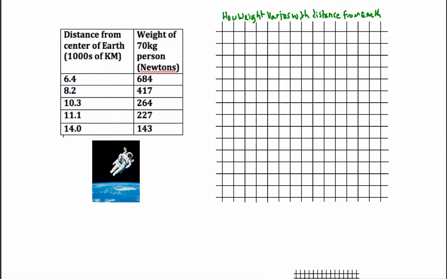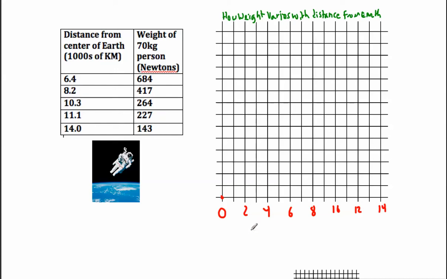So instead, we want to make sure we start every graph with the corner spot there being 0. Now we need to get up to 14, so let's see how many lines we have. 1, 2, 3, 4, 5, 6, 7, 8, 9, 10, 11, 12, 13, 14. Perfect. All right, so one line will equal 1,000 kilometers. 3, 4, 5, 6. All right, so 6. This will be 2, 4, and you don't need to number every line, but enough that a reader of your graph will get the idea.